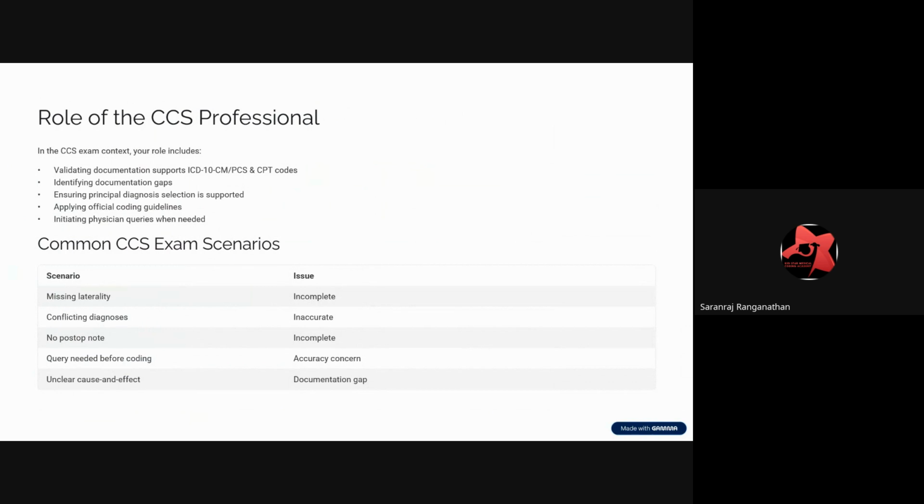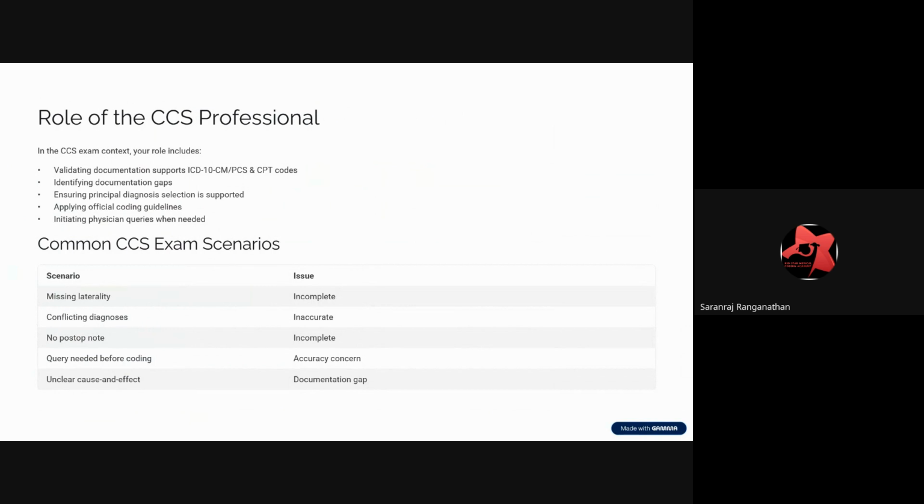What is available, it is not correct, that is inaccurate. What is not available, that is incomplete. Okay, query need before coding, accuracy concern. So why I'm questioning before coding means because I cannot provide a proper coding, so I need an accurate report. That is what accuracy concern.